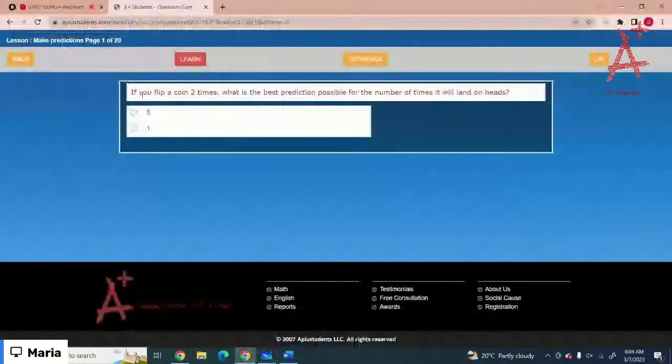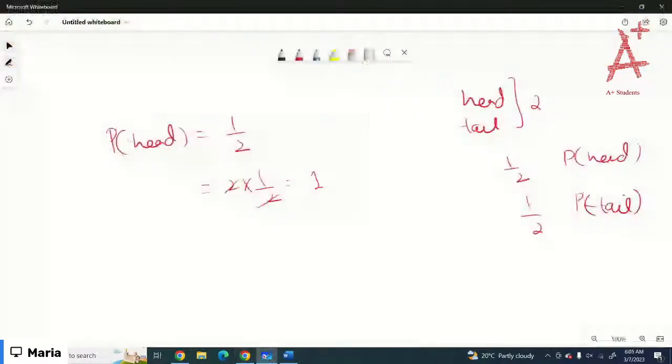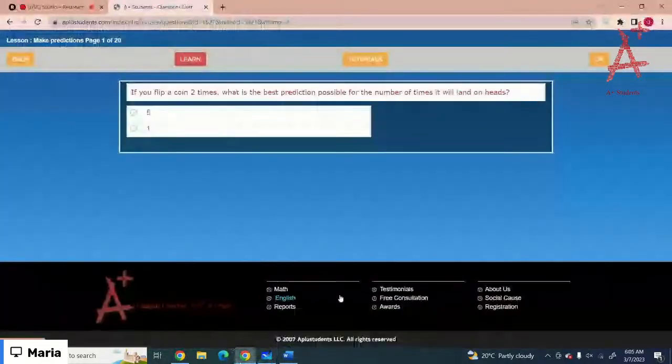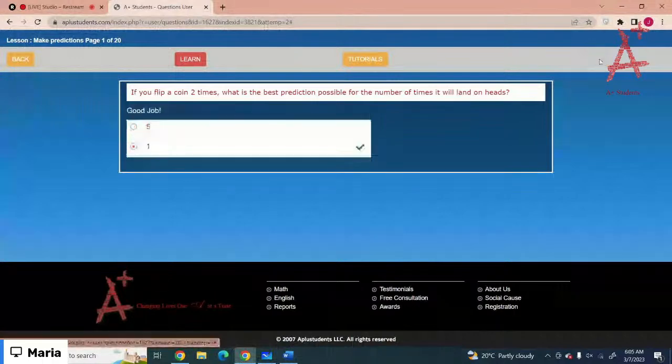But the question is you flipped a coin 2 times, so you have to multiply the probability of head by 2. 2 times 1 over 2, and that will be 1. That means the best prediction is that when you flip a coin 2 times, 1 time you will get the head. Got it? So just select the correct option and click on the OK button.